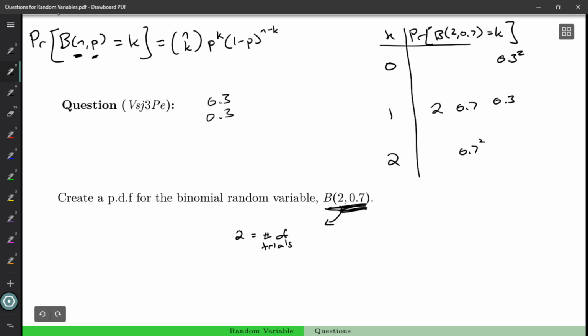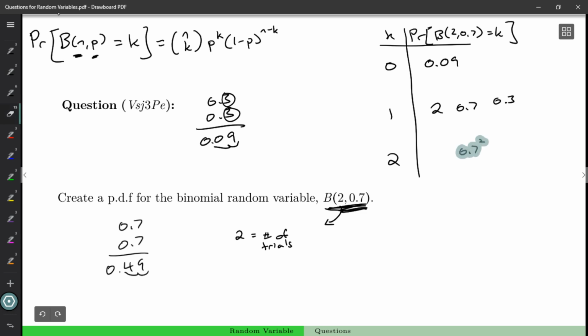So 0.3 times 0.3. 3 and 3 is 9. 2 numbers after the decimal place, so we move it over twice. So this is 0.09. We can do the same thing with 0.7. 7 times 7 is 49. We'll just have single digits after the decimal place, so move it over twice. We can replace the 0.7 squared with 0.49.